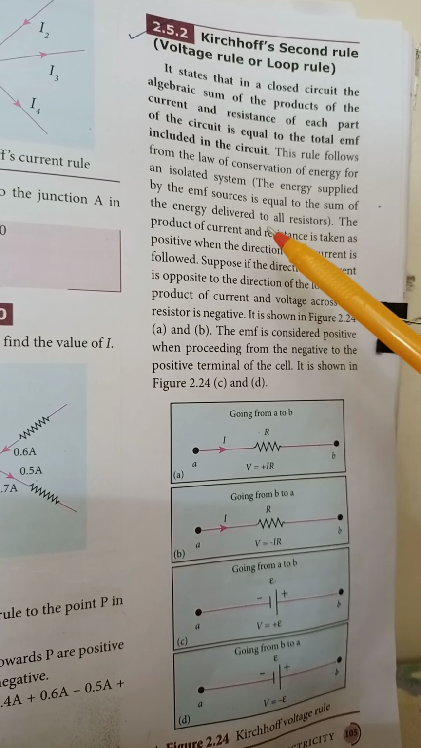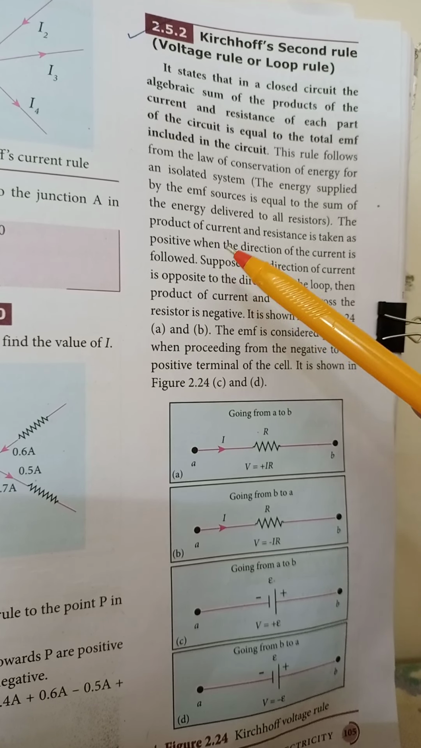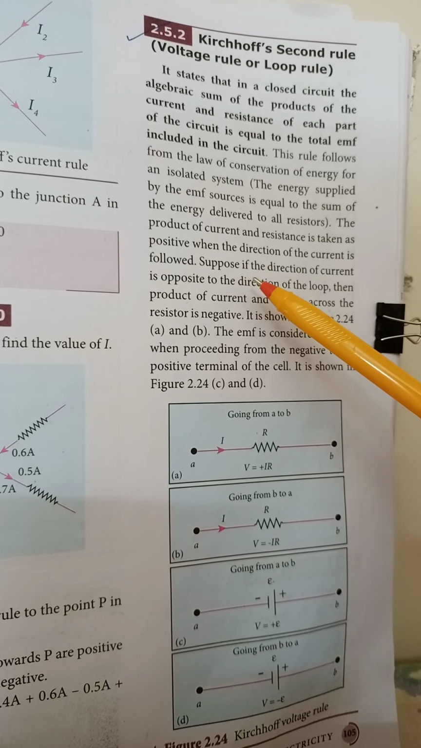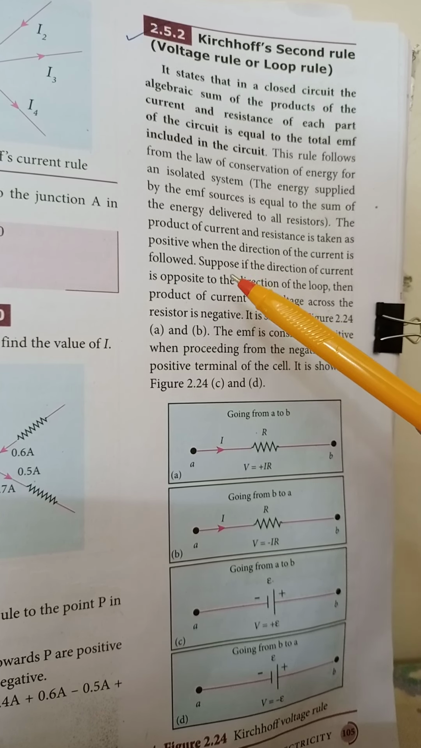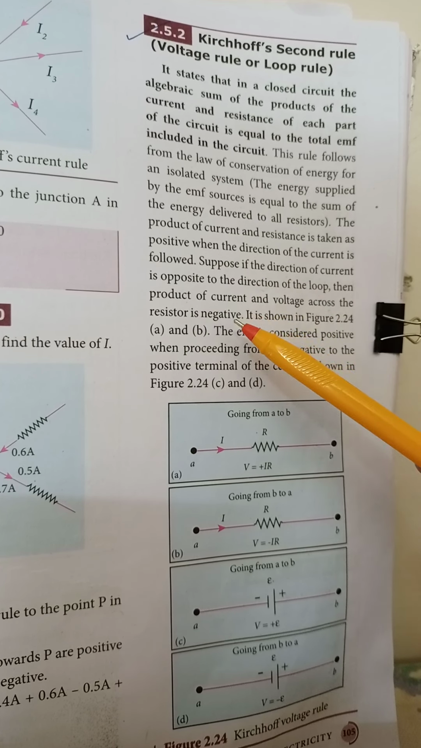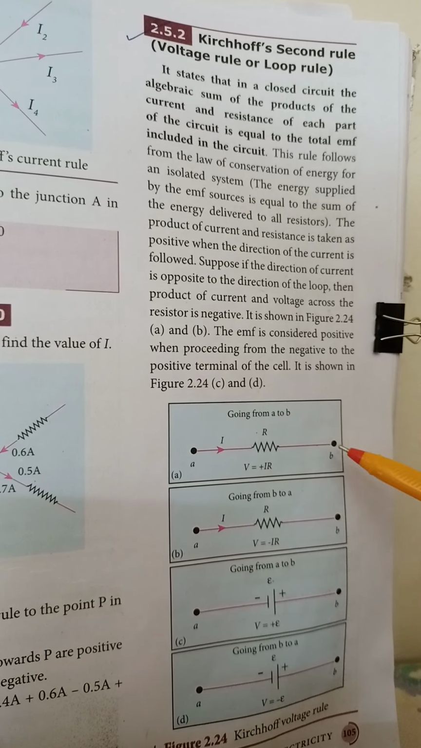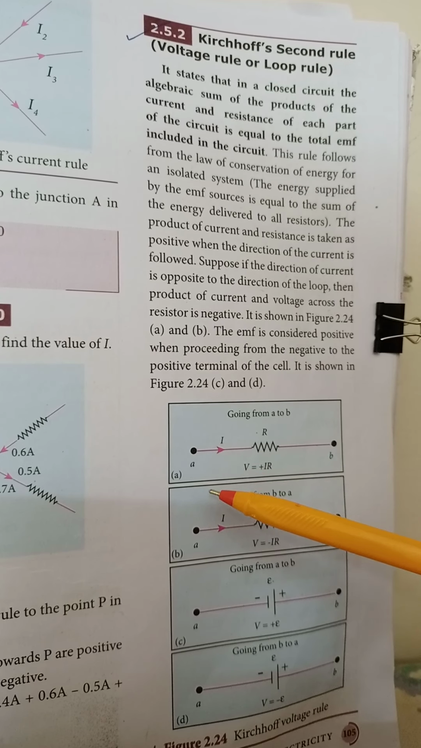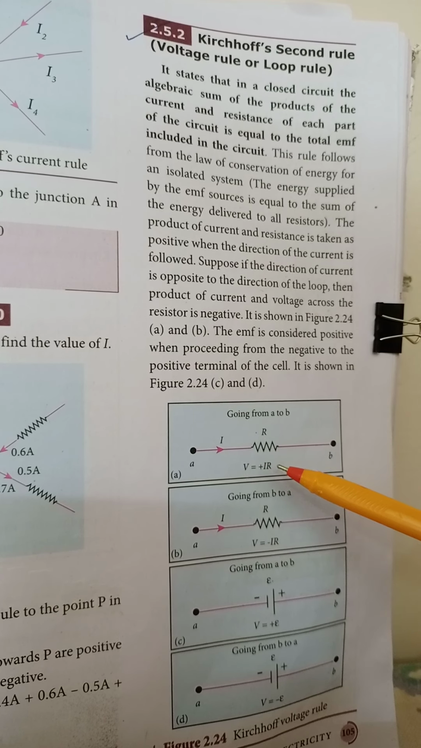Here, the product of current and resistance is taken as positive when the direction of the current is followed. Suppose the direction followed by us is opposite to the direction of the current, then the product of current and resistance should be taken as negative. For example, in this diagram the current is flowing from A to B. If you follow the loop from A to B, I have to take it as positive. So as the loop direction and the current direction are the same, I can write V is equal to plus IR.